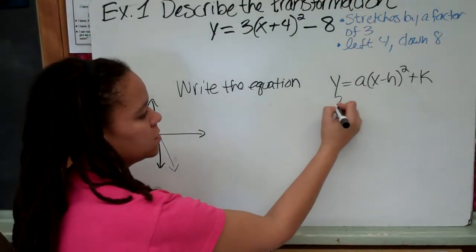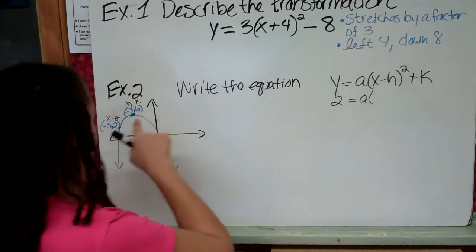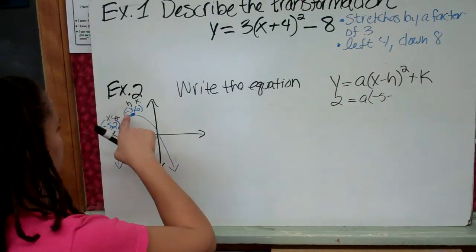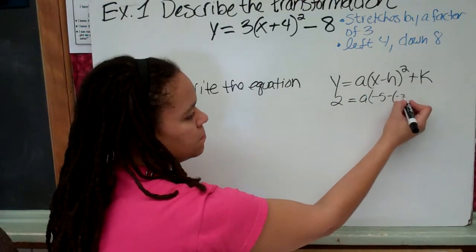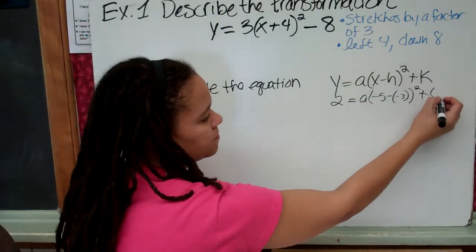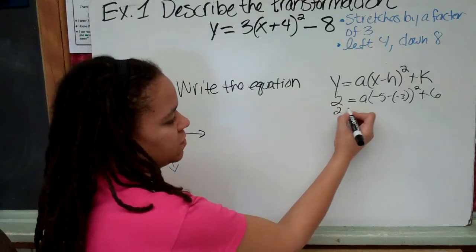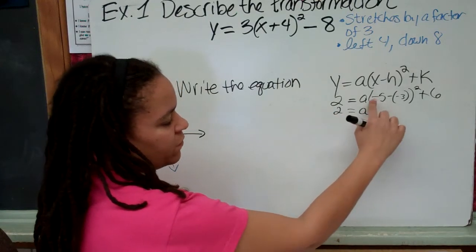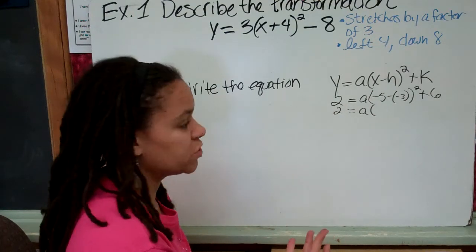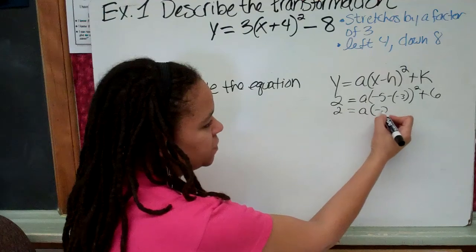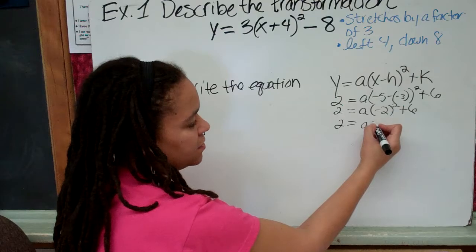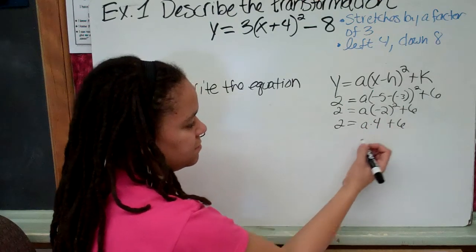Y is 2. So 2 is equal to a times what's x? Negative 5. Minus what's h? Negative 3. Squared plus 6. So let's simplify that. 2 is equal to a times, be careful, negative 5 minus negative 3 is negative 5 plus 3, which is going to be negative 2. Negative 2 squared plus 6. So 2 is equal to a times 4 plus 6.